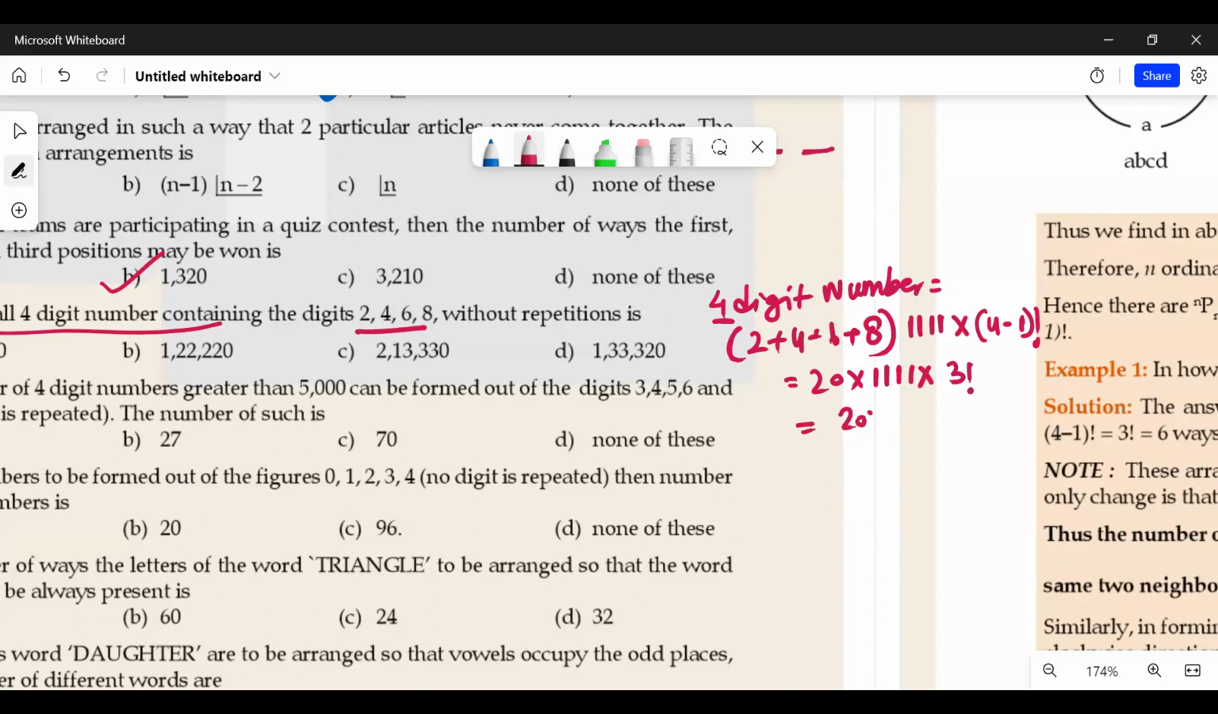If you want an explanation for this, you can refer to my videos on the YouTube channel. I have done a lot of numericals on this, but please don't do that. If you are preparing for the CA exam, there is no need to do all this.